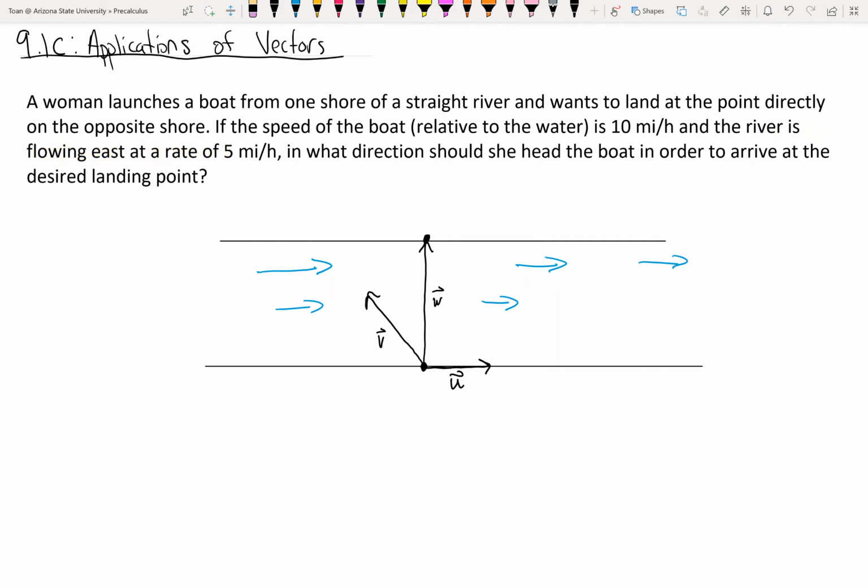Let's highlight the question. The question says, in what direction should she head the boat in order to arrive at the desired landing point? So I don't know how to tackle this problem. There's no set formula for this. So let's just go ahead and write down a true statement that we know. We know contextually, according to this problem, that whatever velocity the woman is traveling in, when we add it to the velocity of the water, it should equal the overall velocity that we want.